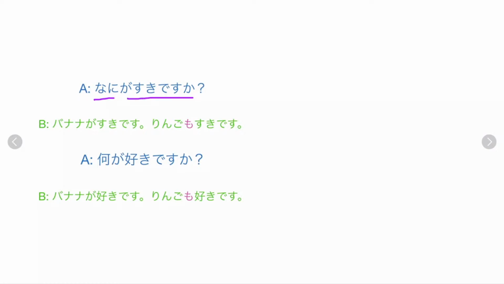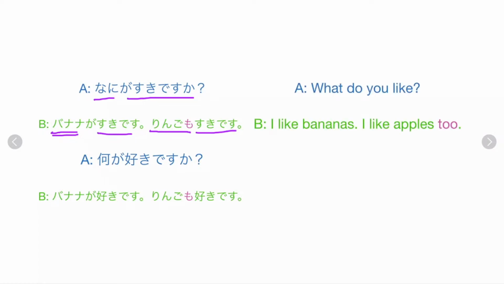Nani ga suki desu ka? What do you like? Banana ga suki desu. This is katakana, so don't worry about it now. Banana ga suki desu. I like bananas. Ringo mo suki desu. I also like apples. So it's replacing ga here, right? By default, the sentence is Ringo ga suki desu, but you replace ga with mo to make it an inclusivity marker and say, I also like this. Okay? So it's kind of like saying too in English. I like bananas. I like apples too. Ringo mo suki desu.